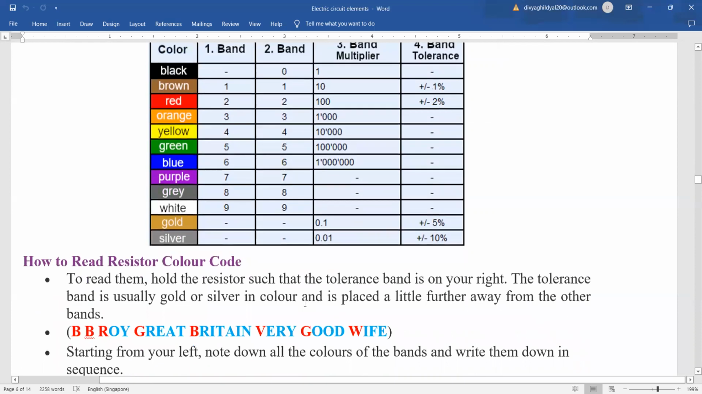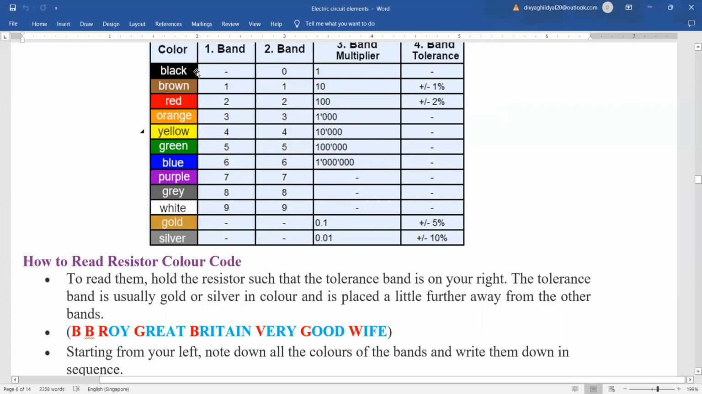Now, how do I judge the numerical value of a given resistor in the physics lab? I will have to learn this table. It is very easy. It is showing me the color code through which I will find the numerical value of a given resistance. How do I learn it? B. B. Roy, Great Britain, very good wife. That means B stands for black, brown, red, orange, yellow, green, blue, violet, gray, white, gold, and silver.